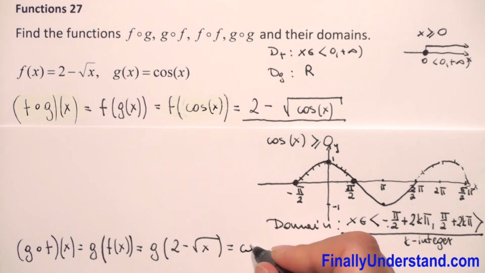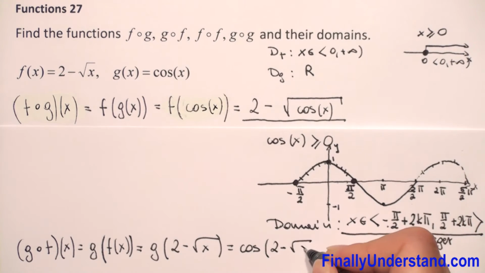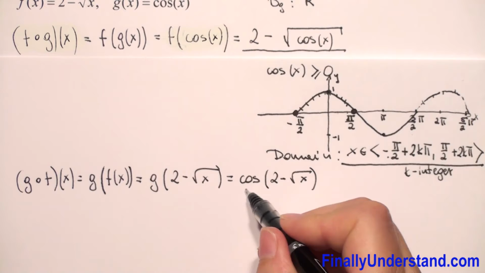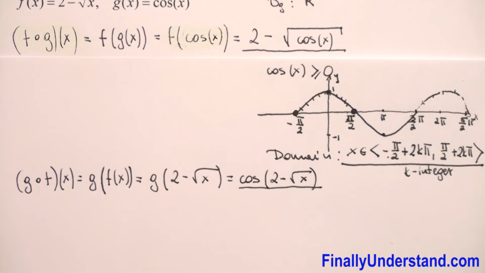So we have cosine of 2 minus square root of x. This is our g of f function. Now we have to find the domain. So it means we have to check the domain, because we have g of x function.